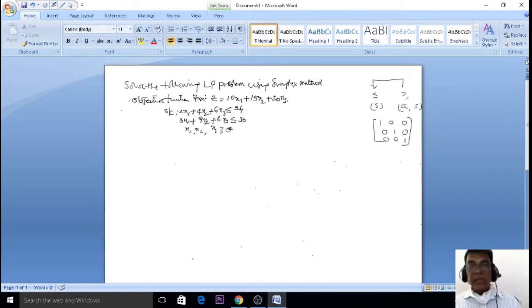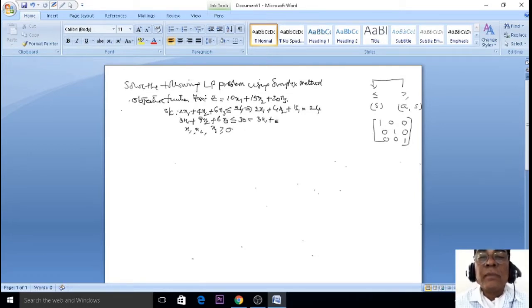Now the problem is given like this. What is the first step? Please try to convert the inequality equations to equal equations. Step number 1: inequality equation. How to convert the inequality equation to an equation? The problem is given as less than or equal to. For less than or equal to, it is better to introduce a slack variable. So that is 2x1 + 4x2 + 6x3 + 1s1 = 24. Finish. Now go to the second equation.